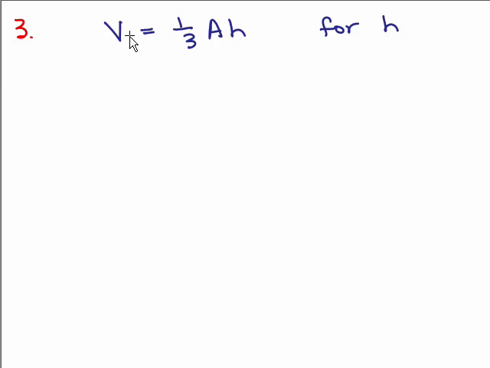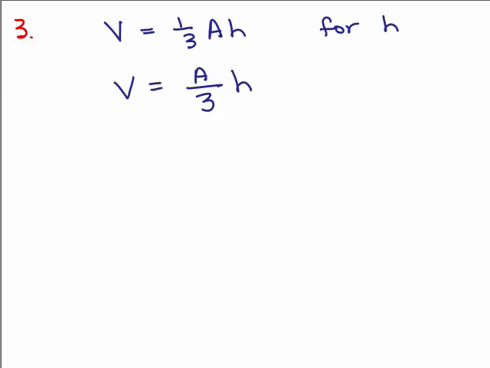Number 3, V equals 1/3 AH. We're going to solve for H. So I have to isolate H. I have a 1/3 A times H, so the coefficient of H is 1/3 A. Now, if you want, you might want to write 1/3 A as A over 3 times H. Sometimes it's easier to see it like that.